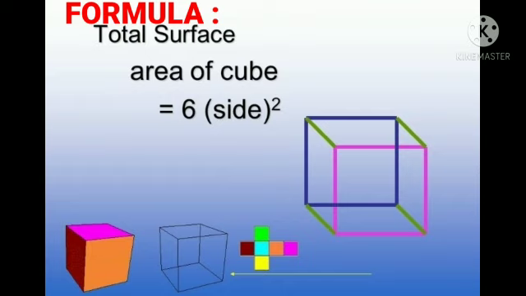First of all, you have to find the area of one face. How will you find the area of one face? Here the face is square in shape. So what is the formula for finding the area of a square? That is side into side, or you can use side square. After finding the area of one face, you multiply with 6. Why multiply with 6? Because there are 6 faces in your cube. So by using this formula you will get the total surface area of a cube.